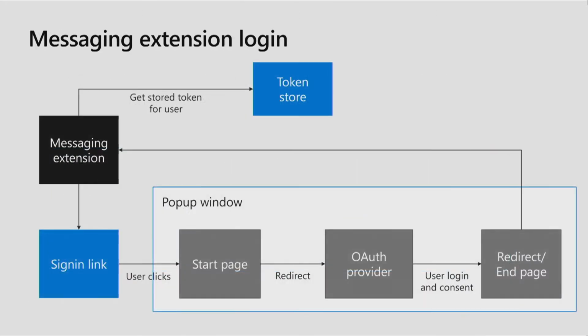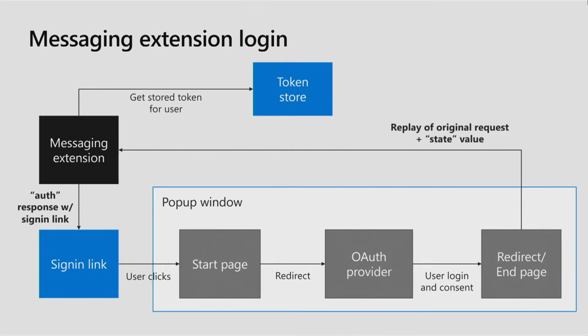Now, this also works for messaging extensions because their auth flow is very similar to that of bots. There are just two main differences. First, instead of showing an auth sign-in button, the messaging extension will return an auth response with a sign-in link. And then the user clicking on that link will open the pop-up dialog that we saw earlier.